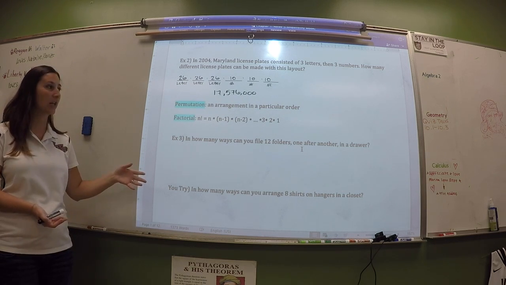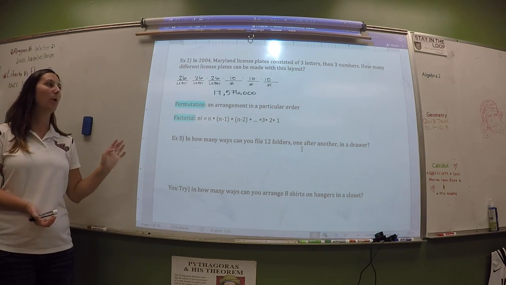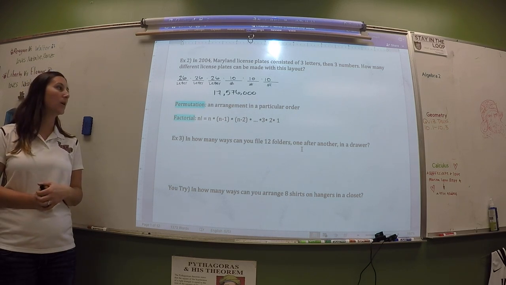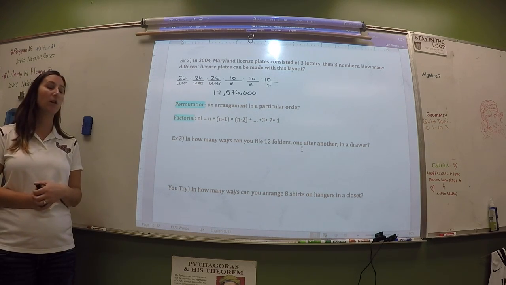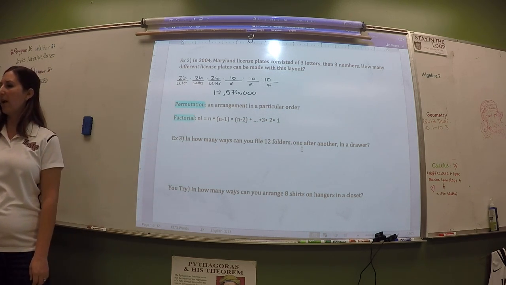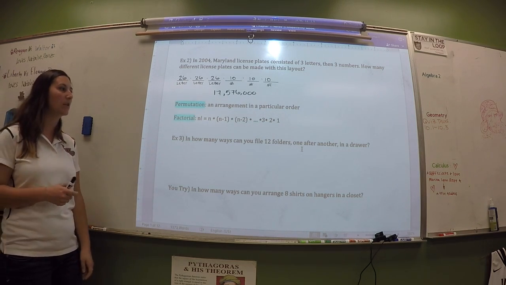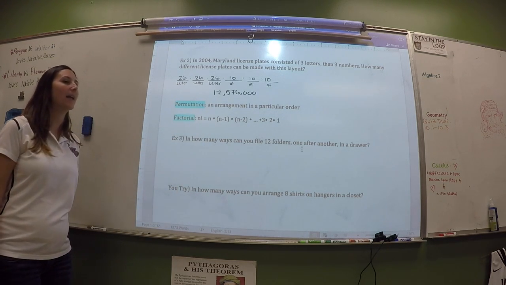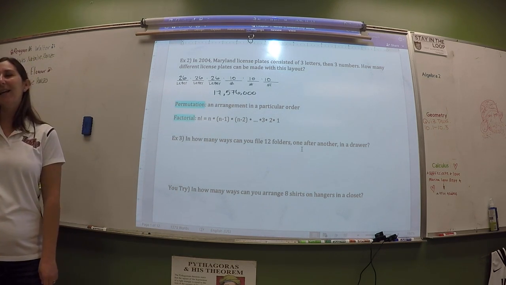Why is there an exclamation point at the end of permutation? I'm getting there. A permutation is an arrangement in a particular order. In order to do some of these questions, we'll need to know what a factorial is. If you ever look at a calculator, there's a little exclamation point button somewhere. It's not just to say, oh my. It's an actual math thing.